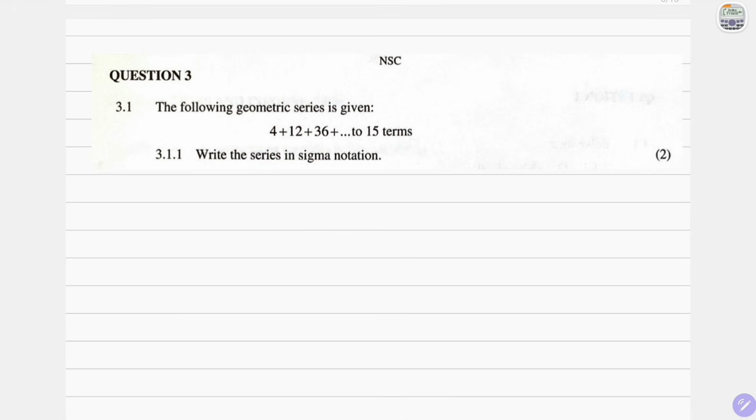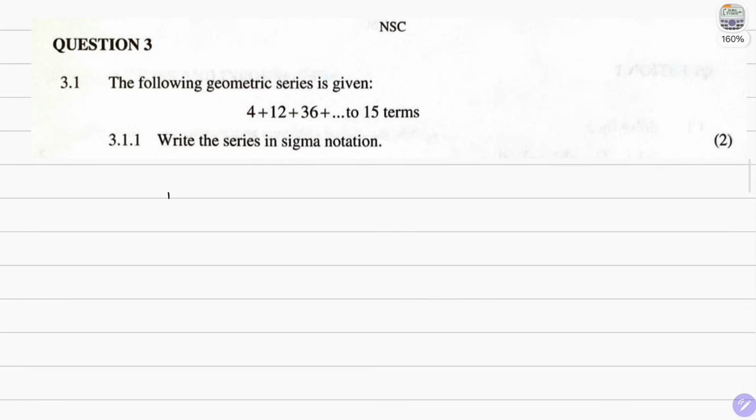Question 3.1 says, the following geometric series is given, and this goes to 15 terms. Write the series in sigma notation. So to write the series in sigma notation, we need the general formula first. Because they said to 15 terms, this starts at term 1, 2, 3, and then all the way to 15 terms, meaning it starts at n equals 1 and ends at 15 terms, so at n equals 15.